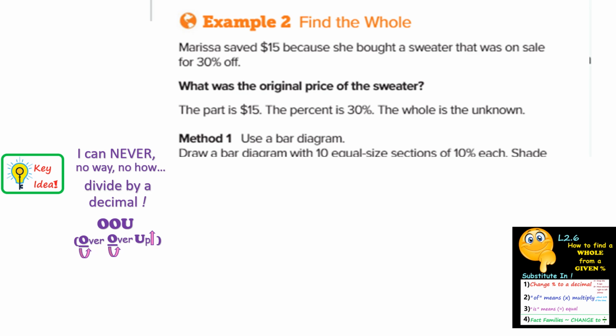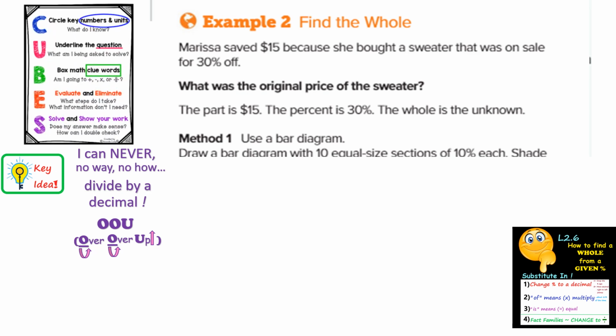Once again, I want to cube my question. This one is a little different because I'm missing some of the key information, so I want to show you how to make it to where it has all the information that I need. The first thing I'm going to do is I'm going to circle all of the numbers and units that I have. And in this particular problem, I have $15 and I have 30%.